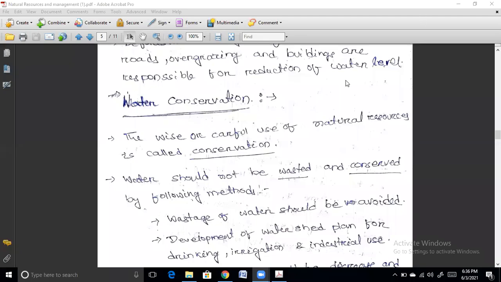In the last class we discussed that natural resources means everything that is present in our surroundings, if they are helpful for human beings, then they are called natural resources. Or the substances or materials that come from nature and help human beings, that is called a natural resource.